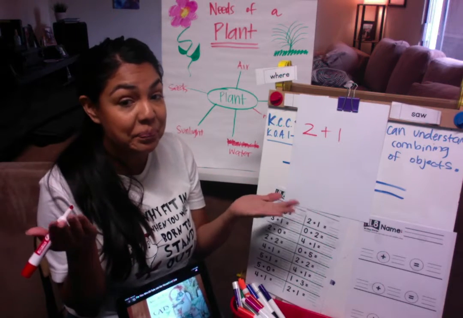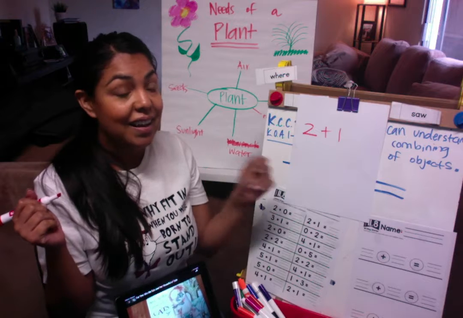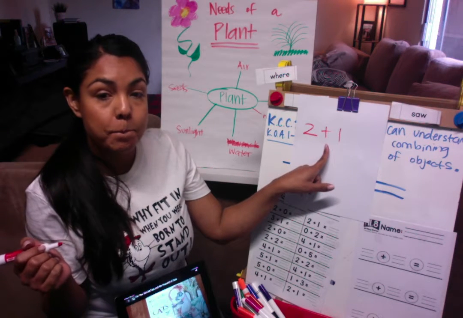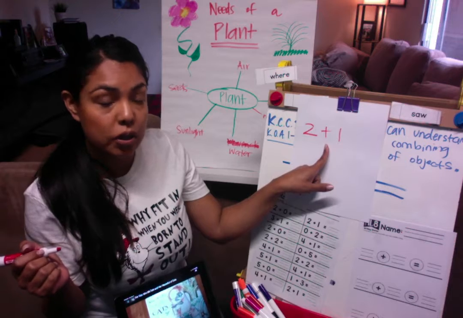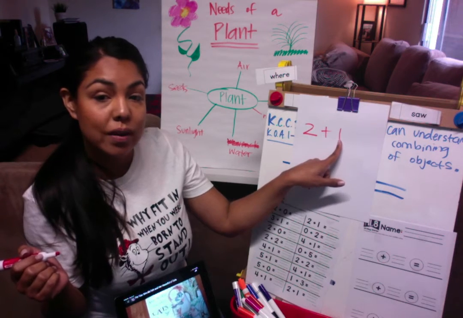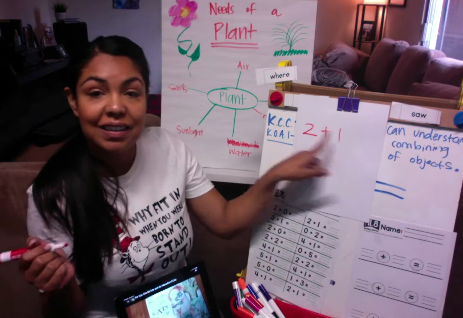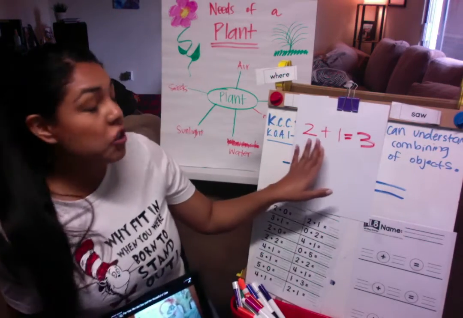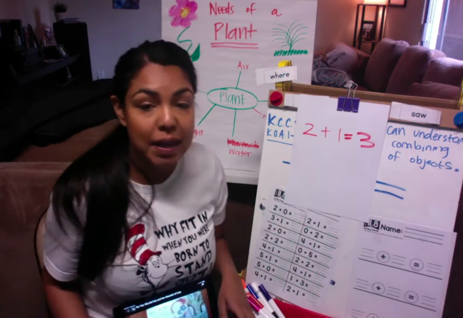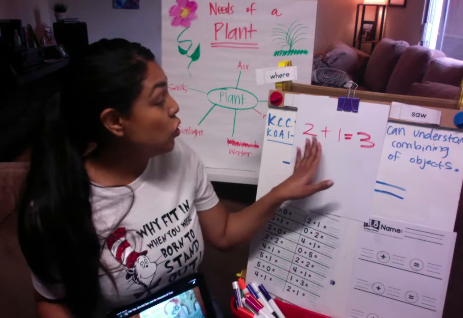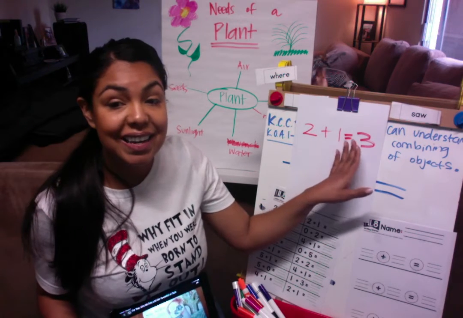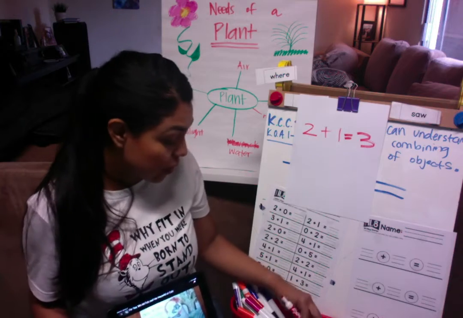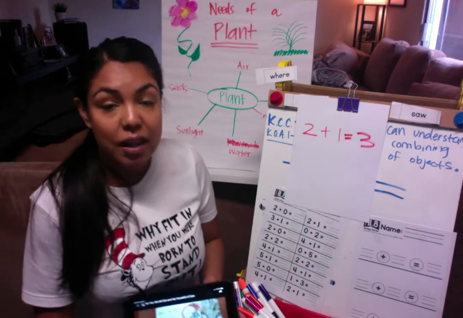Are we ready? 2 plus. Good. Oh my gosh, Miss Connie. 2 plus 1 equals 3. Good. So everyone should have an equation on their piece of paper that says 2 plus 1 equals 3. Very good. So now let's follow.